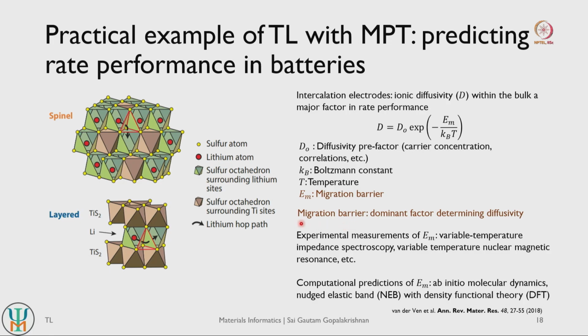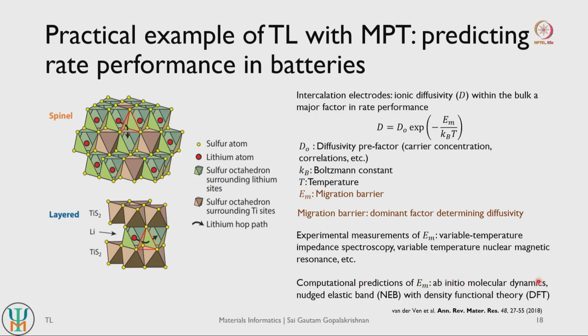However, getting estimates of this migration barrier is actually quite difficult. In experiments you can use various techniques such as impedance spectroscopy, nuclear magnetic resonance, and so on, but these have limitations in their ability to characterize a wide range of materials. Same thing with computations as well, to a large extent.